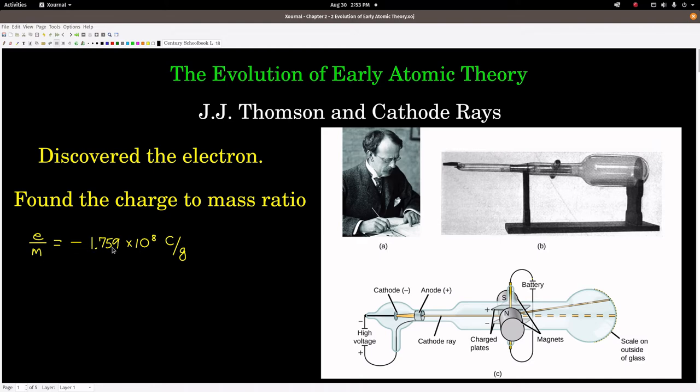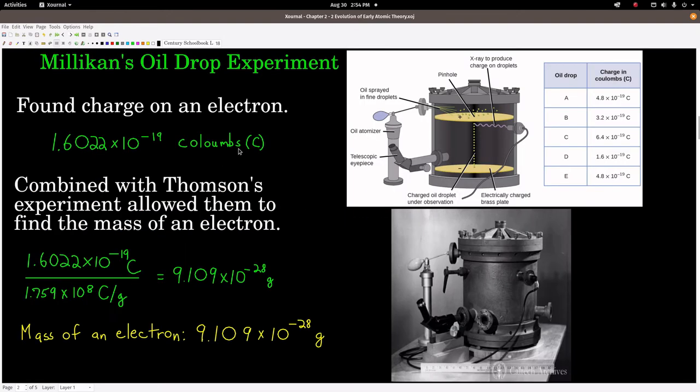You don't have to memorize this number. It's negative 1.759 times 10 to the 8th. This C stands for the unit of electric charge, or coulombs, and g is grams, coulombs per gram. That's not an exact number. So that was really important. Now, ideally, we would like to know the charge and the mass individually. And so that's where we come to Millikan's oil drop experiment.